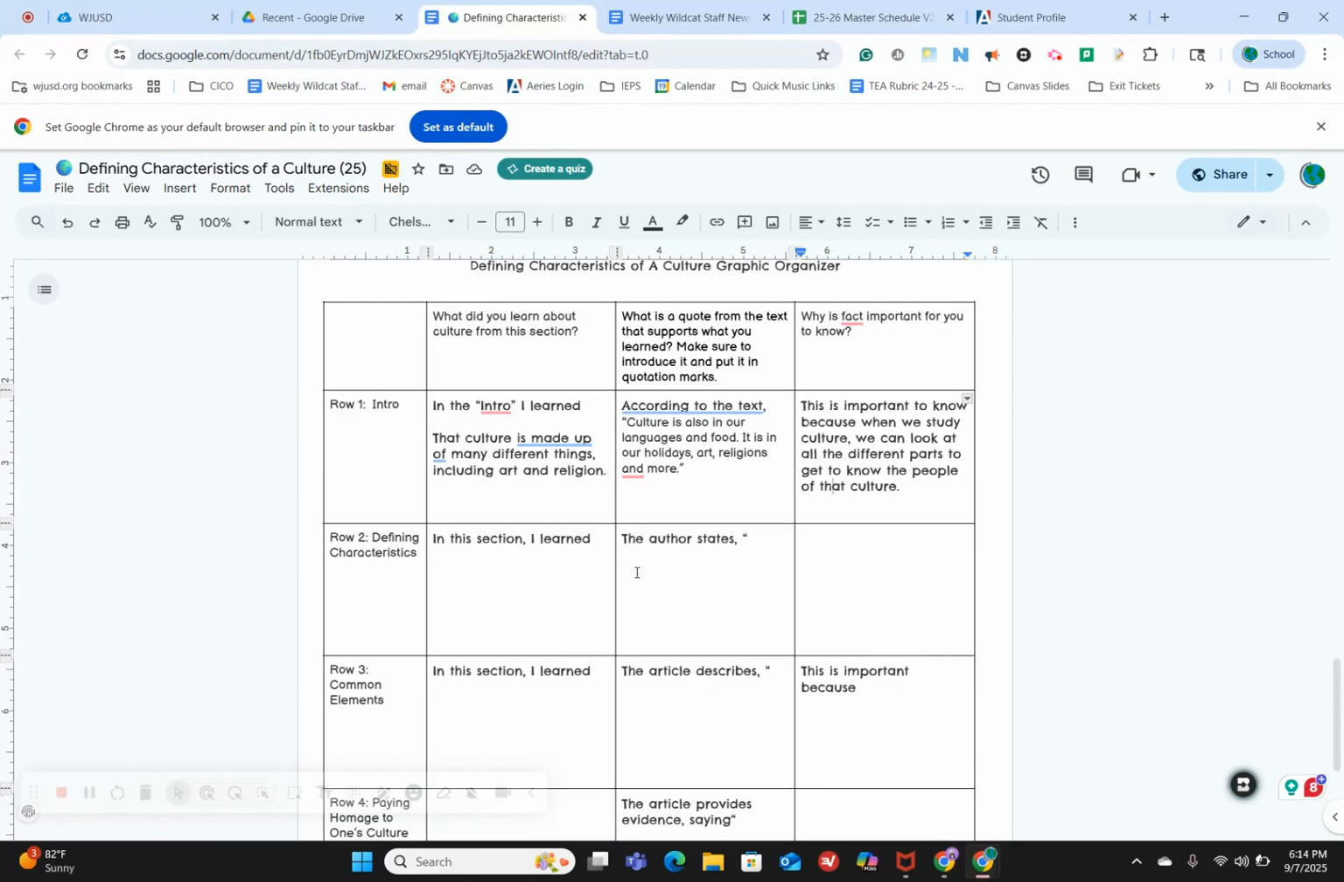Amazing, fantastic. Okay, so then your last step for this row is you're going to write why it's important. You can use the same sentence starter that we used for the one above: this is important to know because... Why is it important that we know this thing that you just learned? Take a minute, finish that sentence.